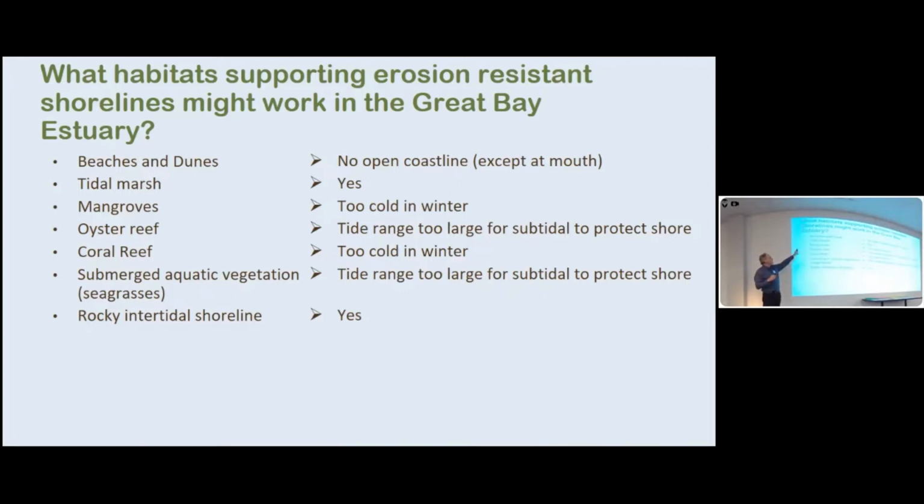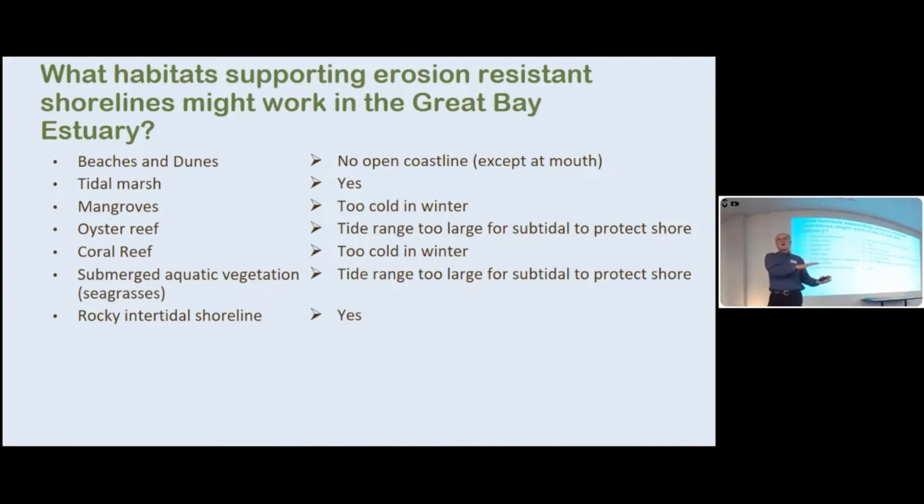The tidal salt marshes or tidal marshes, yes, that's a good fit. We'll talk about why. Mangroves are great, but you can't have it freeze in the winter. So if you're in Florida or the Gulf Coast or Texas, you can use perhaps mangroves, but not us. Oyster reefs are great, and this area has lots of oysters. The problem is we have 9-foot tides, and an oyster reef has to be subtidal because of freezing in winter.